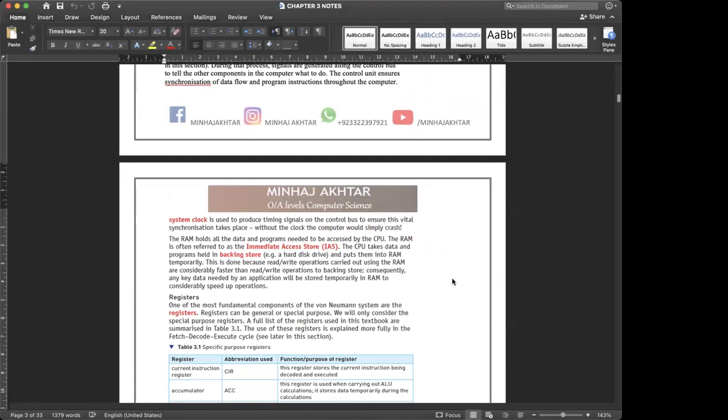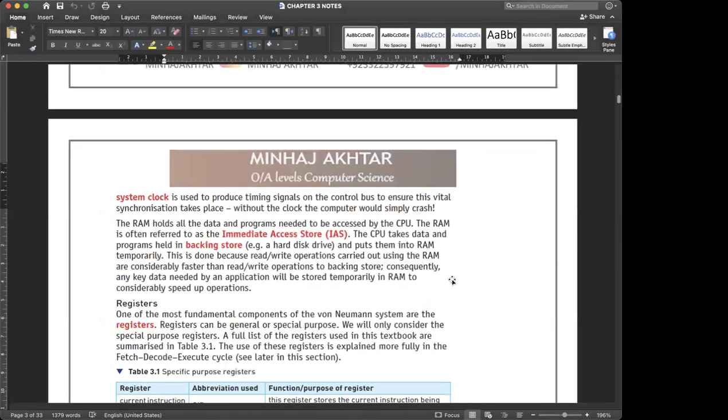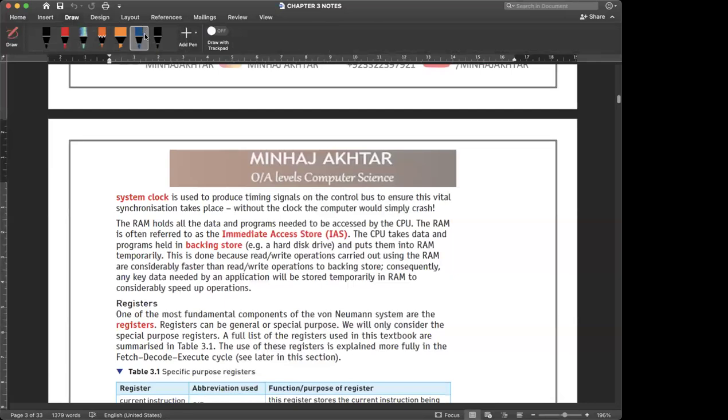So what is the system clock? As we know, the concept of a clock is to calculate what? Calculate time, right? The system clock is definitely used for the same purpose. It is going to produce the timing signals on the control bus to ensure the vital synchronization takes place. So the system clock is producing the signals on the control bus.